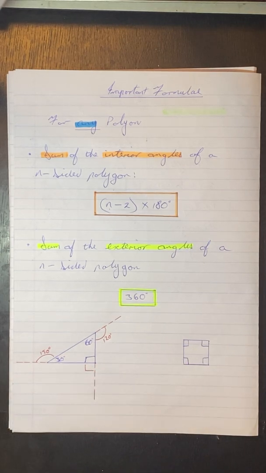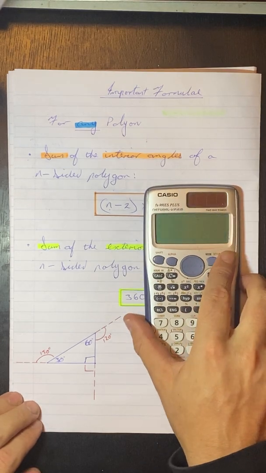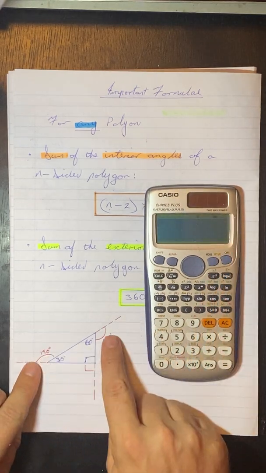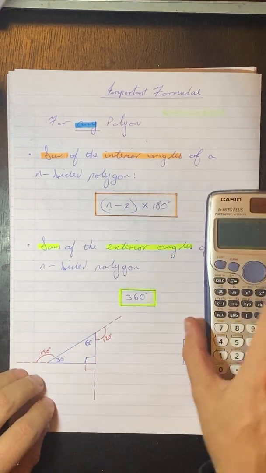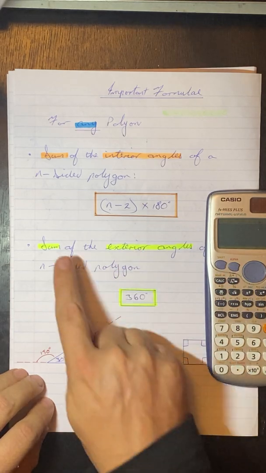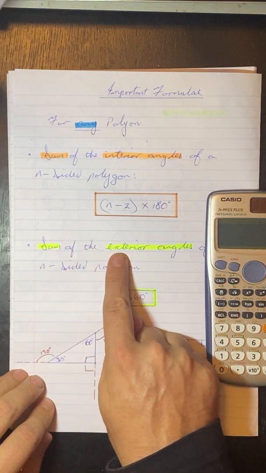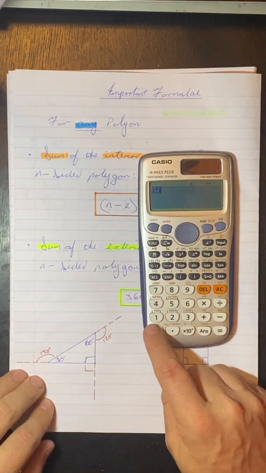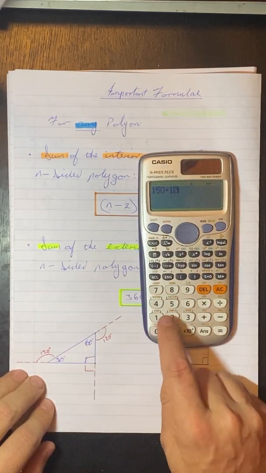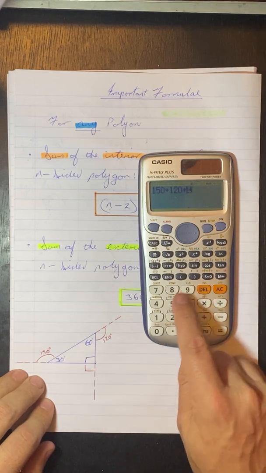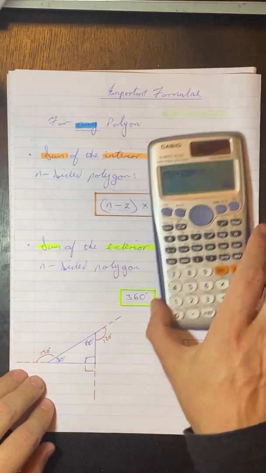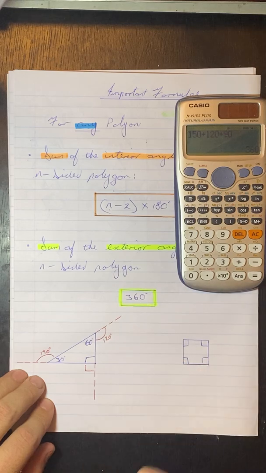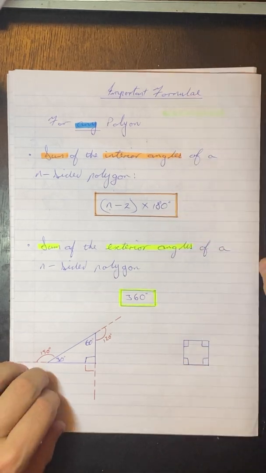Okay, and what I'm going to do, grade 9, is add these three exterior angles because I'm interested in the sum of the exterior angles. Sum means add. So let's add 150 plus 120 plus 90. And we get 360. Okay, let's do the same for this one over here.